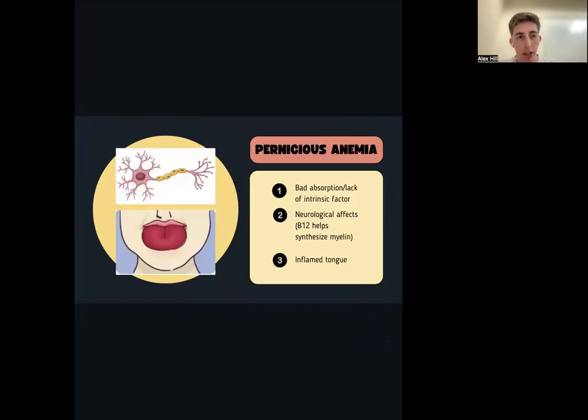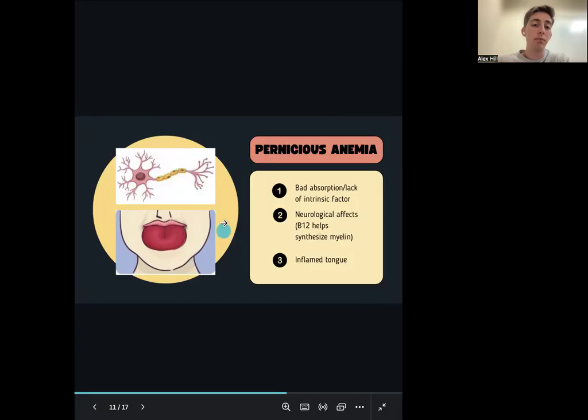Pernicious anemia is a lack of B12. Intrinsic factor is a factor in the stomach which helps us to absorb B12. So if you have low intrinsic factor, you're not going to be able to absorb B12 as well, and you're going to be at a higher risk for pernicious anemia. It has neurological effects because B12 helps to synthesize the myelin, which is the coating, and you're going to have an inflamed, beefy red tongue, as you can see here.